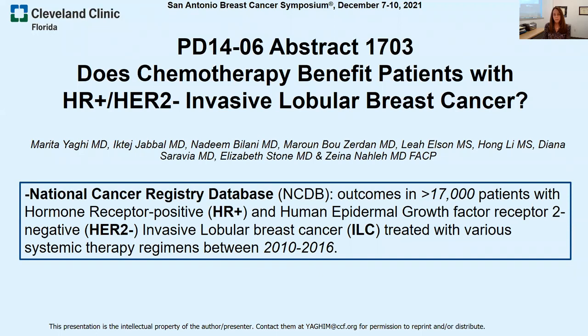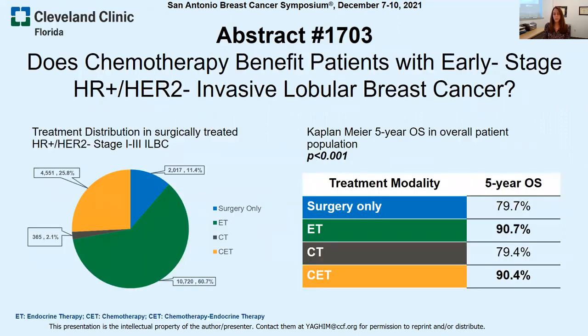The second poster is abstract 1703. Does chemotherapy benefit patients with hormone receptor positive, HER2 negative invasive lobular breast cancer? Dr. Yagi and colleagues from Cleveland Clinic used the National Registry database to compare outcomes of patients with early stage ILC treated with various systemic therapy regimens. They grouped more than 17,000 patients with early stage ILC into 4 treatment cohorts.